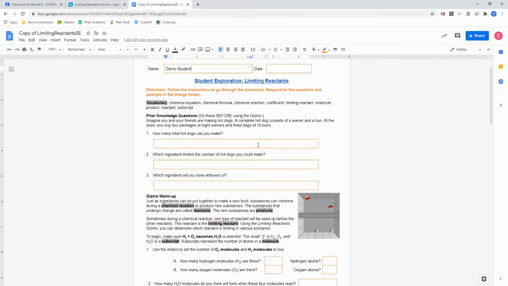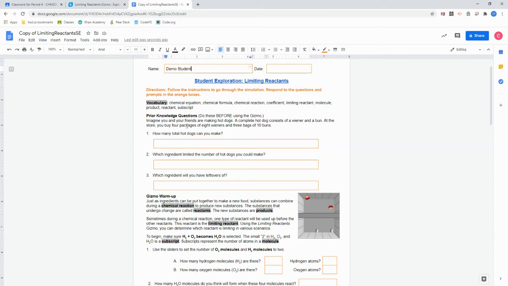It says before you start, there are some prior knowledge questions. This is sort of like what we've talked about in class already, about making bacon cheeseburgers or hot dogs or whatever. It says, imagine you and your friends are making hot dogs. A complete hot dog consists of a wiener and a bun. At the store, you buy 4 packages of 8 wieners and 3 bags of 10 buns. How many total hot dogs can you make?